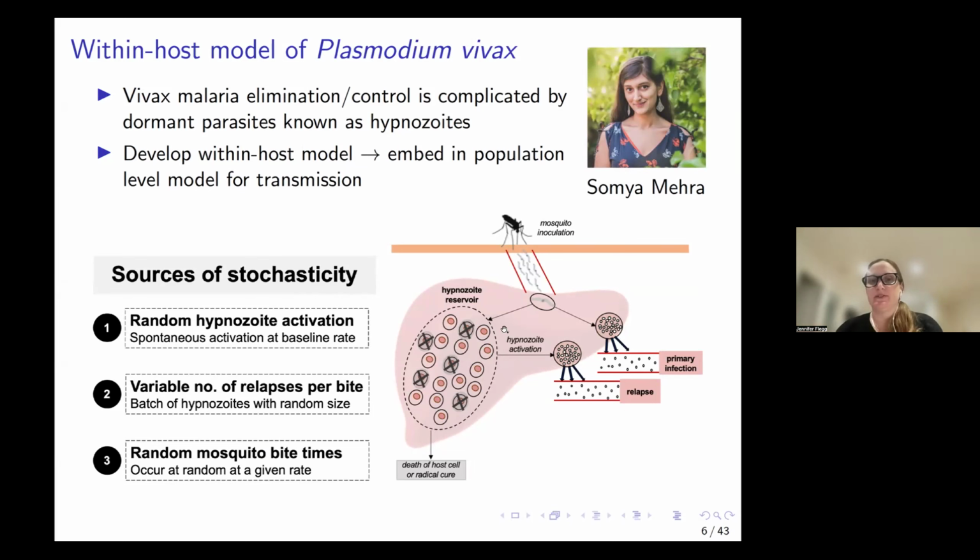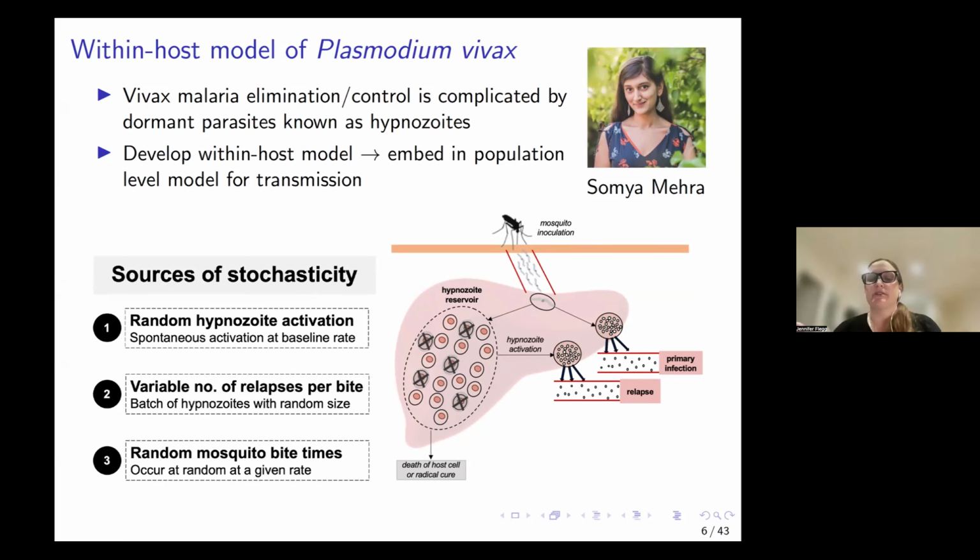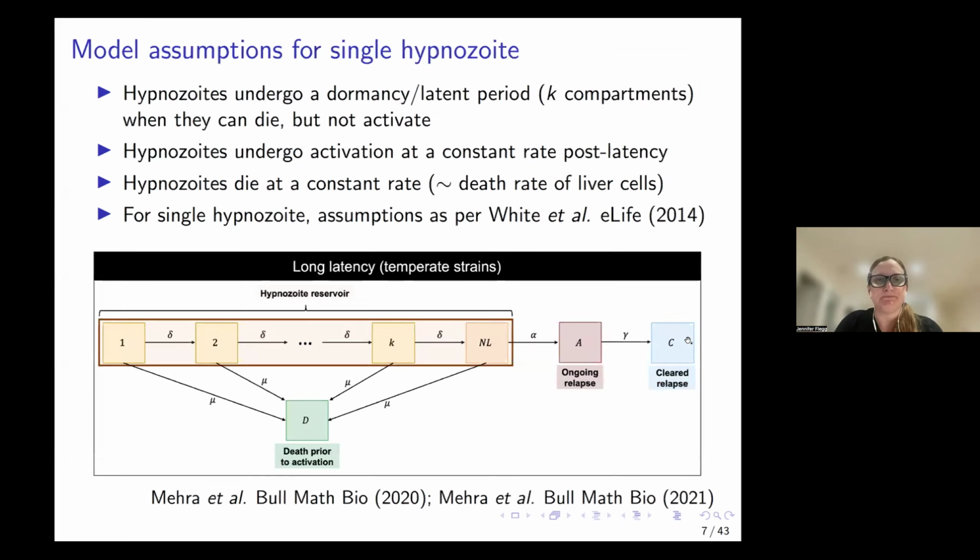There's also another level of stochasticity in that each mosquito bite will give rise to a variable number of hypnozoites in the liver, and subsequent mosquito bites will add to that reservoir. So that's the second layer of variability. And then, of course, each person is living in a different environment, and they will get bitten by mosquitoes at different rates based on whether or not they sleep under a bed net or are out at dusk or dawn. So there's also a random stochasticity around the mosquito bite times, given the epidemiological setting that the person lives in.